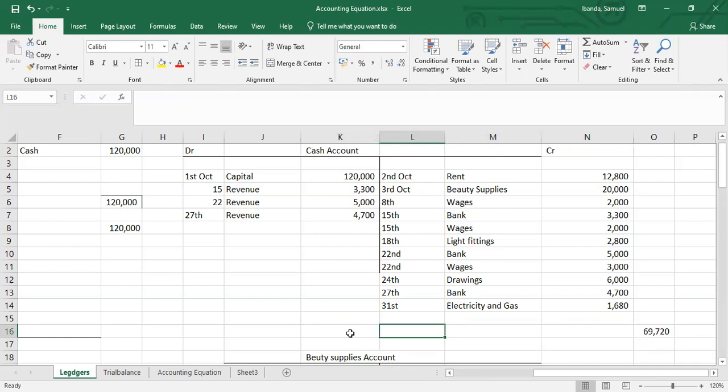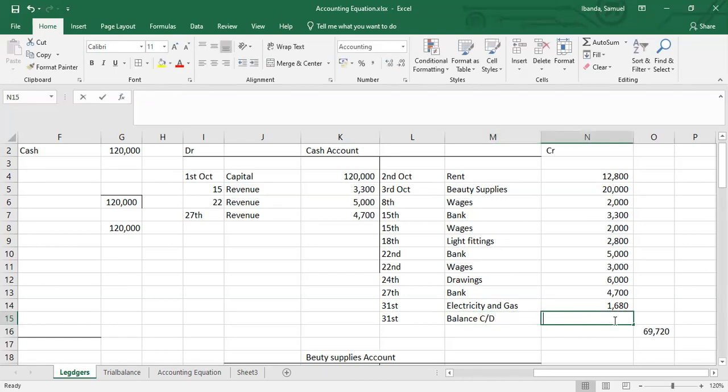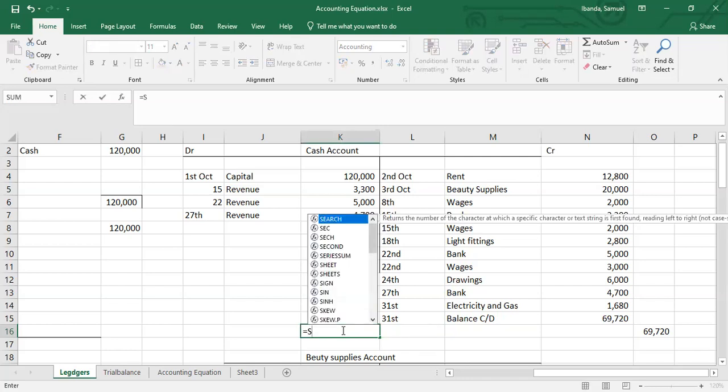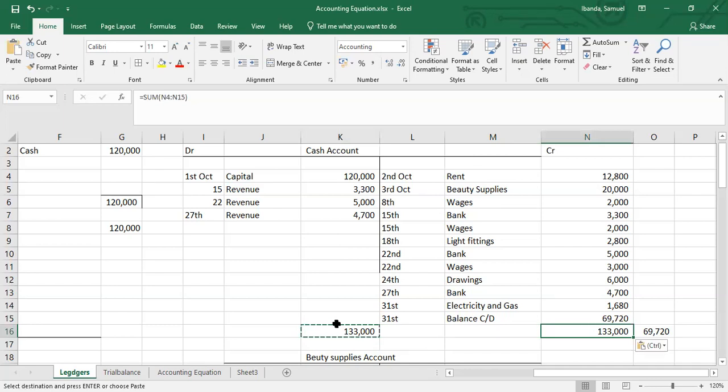So what I'm going to have here, I'm going to come here. Now, in most cases, those balances have the last date of the month. You may put it there, you may not really put it there, but you balance off at the end of the month. So we have our balance carried down of 69,720. And once we have that, each of these sides will now balance off by 133, like that. So that is what we shall have.